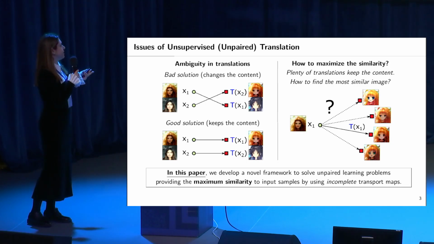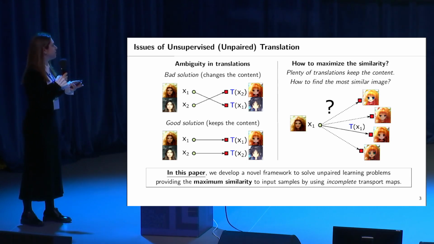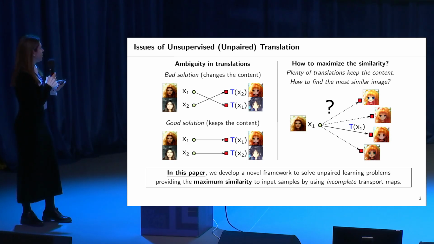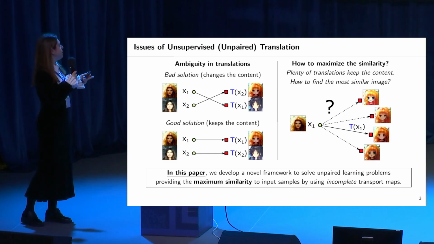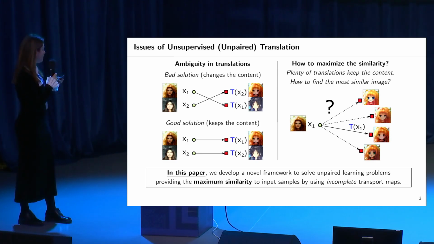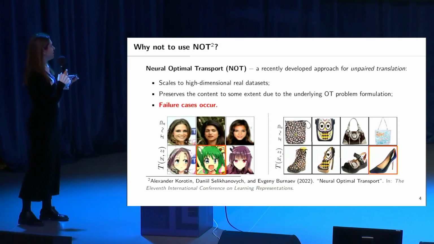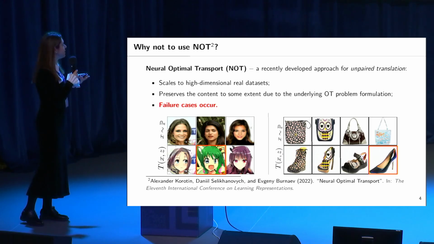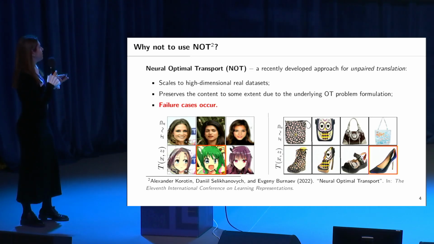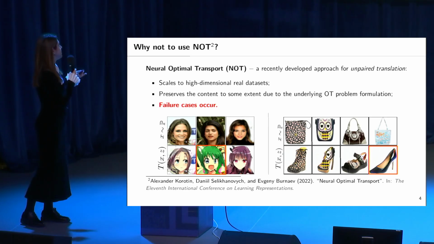And this method uses the theory of optimal transport, specifically incomplete transport, and provides a way to achieve the maximum similarity between translated and input samples. Of course, as you already know, it is not the first method for unpaired domain translation which is based on optimal transport principles.